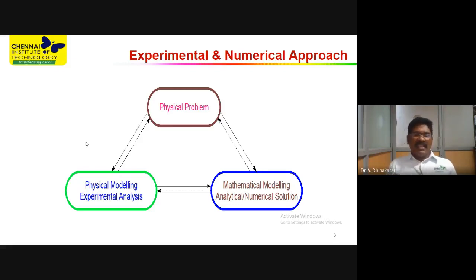But as I said, in engineering, most of the equations are partial differential equations, and especially non-linear, non-homogeneous second order partial differential equations. So most of the equations in engineering are non-linear, non-homogeneous partial differential equations.